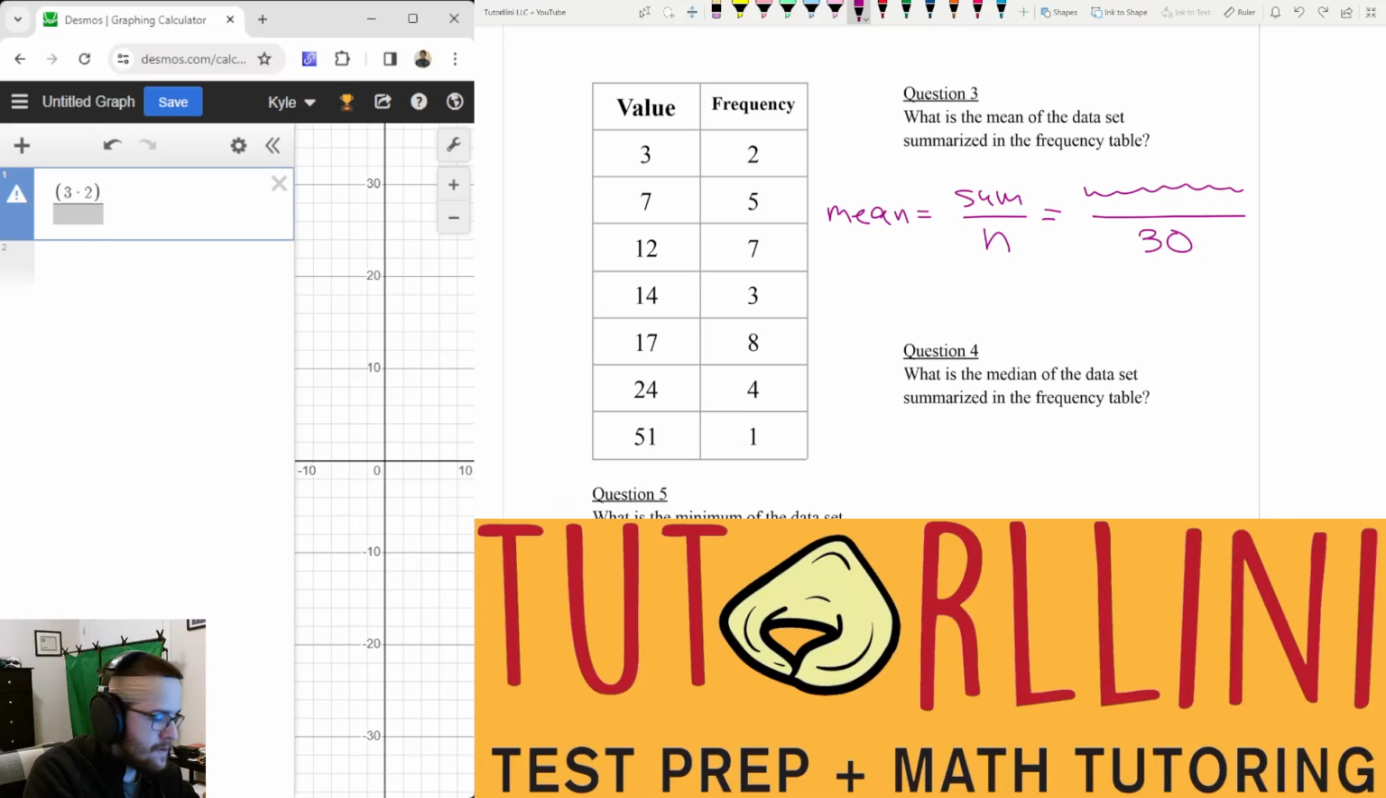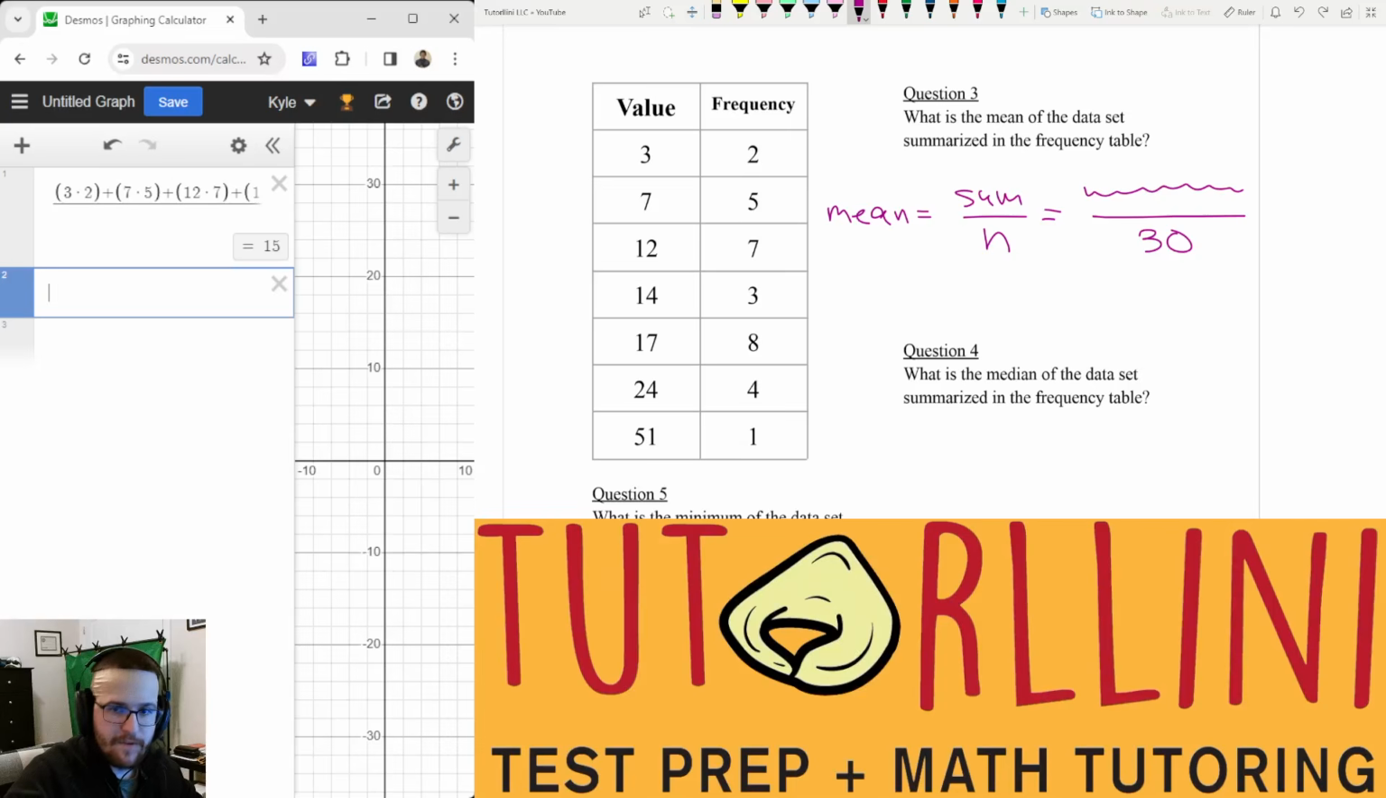3 times 2 plus 7 times 5 plus 12 times 7 plus 14 times 3 plus 17 times 8 plus 24 times 4 plus 51 times 1, all over 30. And we get a mean of 15, so why don't we write that down? That'll be our answer for question 3.